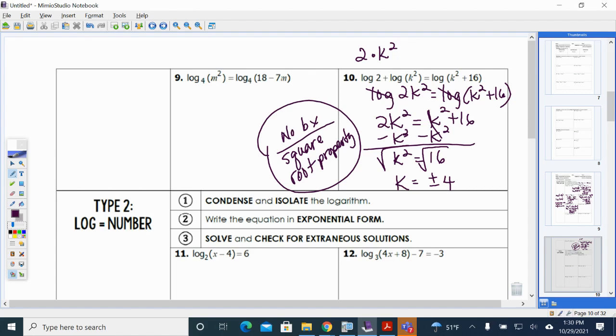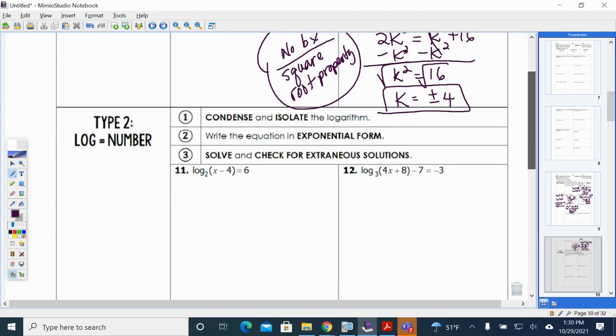So you have to plug it back in to the left side, the positive 4 into the left side and the right side. It should match. And then the negative 4 into the left side and the right side, and it will also match. I can tell you for time's sake that both the positive 4 and the negative 4 work.